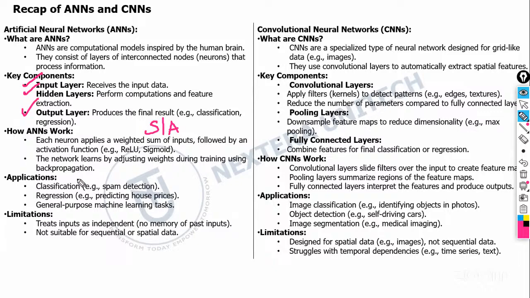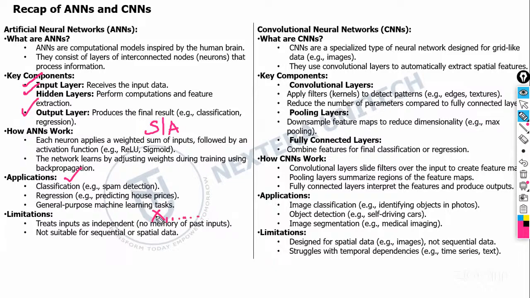Coming to the applications of ANN, we have performed a classification task, but ANN can also be used for regression tasks and general purpose machine learning tasks. But the limitation that ANN has is that it treats all the inputs as independent. Whatever inputs you have, X1, X2, and so on, all of them will be treated as independent.